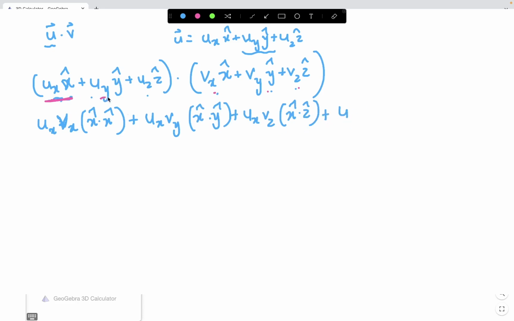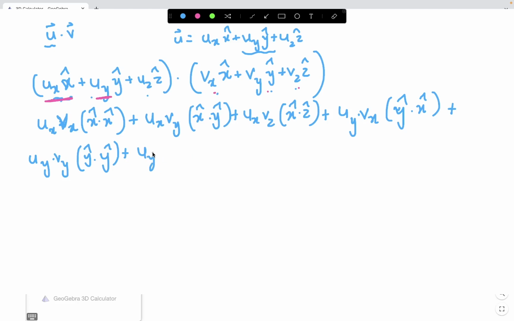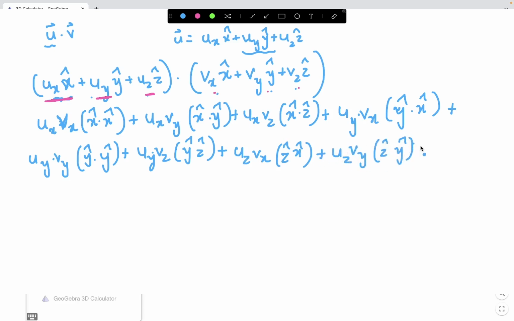So the second term here should be uy vx multiplied by y hat x hat plus uy vy multiplied by y hat y hat plus uy vz multiplied by y hat z hat. And let's go for the third term here now. So it should be uz vx z hat x hat plus uz vy z hat y hat plus uz vz z hat z hat.